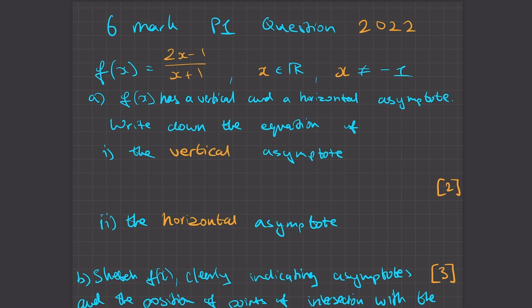So we're going to be looking at this function over here, 2x minus 1 over x plus 1. It says f(x) has both a vertical and a horizontal asymptote. We have to write down the equations of these.